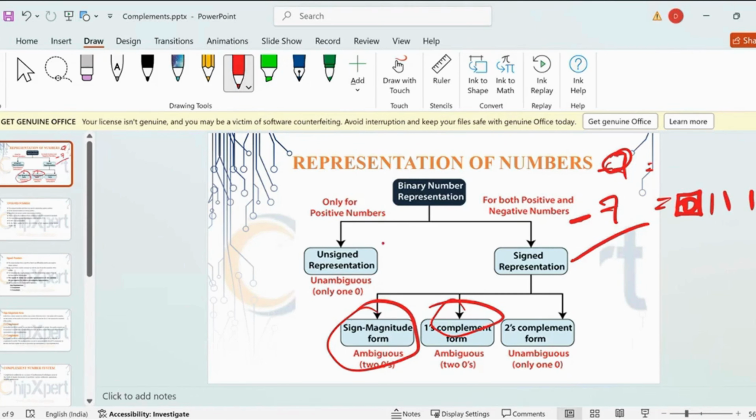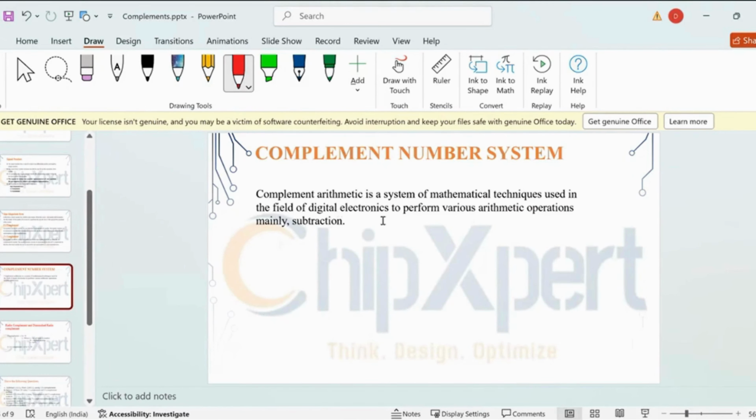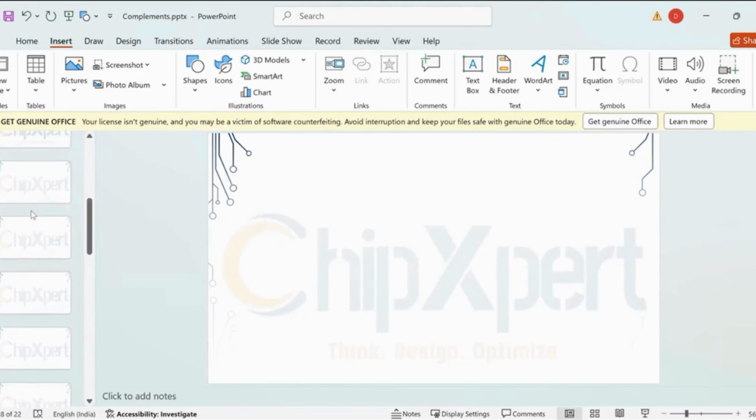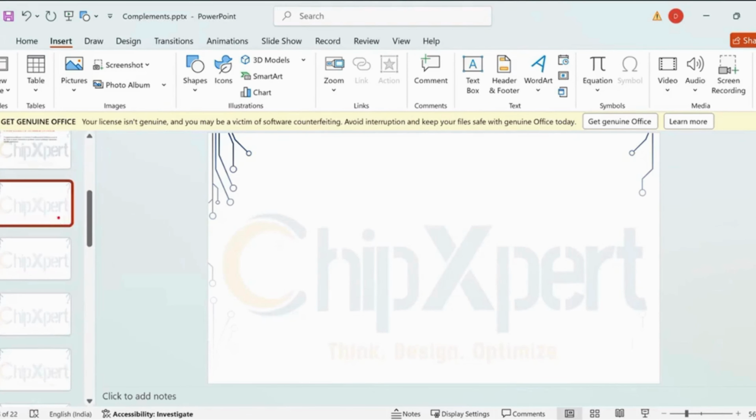Okay. So tell me any binary number. Complement arithmetic is a mathematical technique used in the field of digital electronics to perform various arithmetic operations, mainly subtraction. So it is mainly used to solve subtractions here. Okay. So we'll solve a few complements. First, we'll go for the ones complement. So we'll see how to solve the ones complement first.